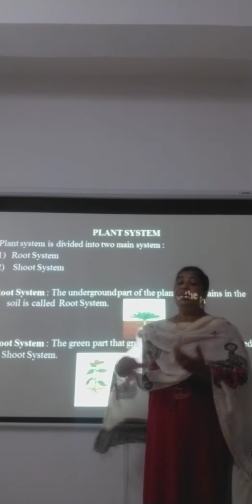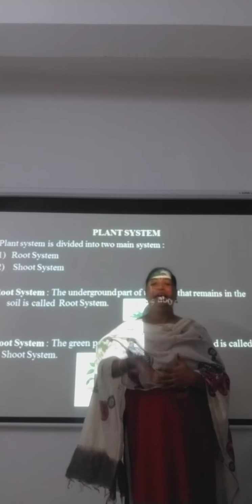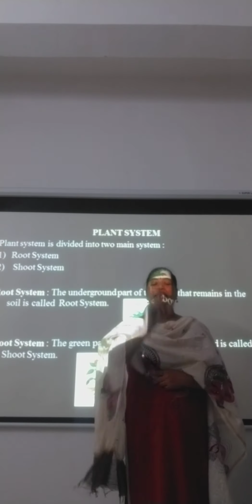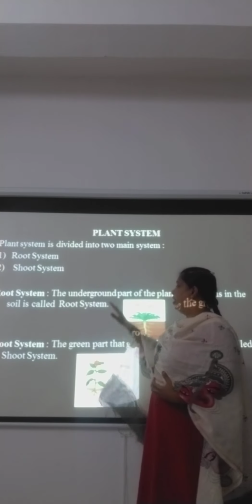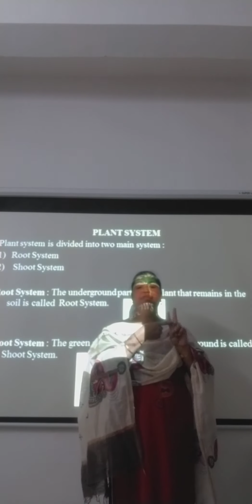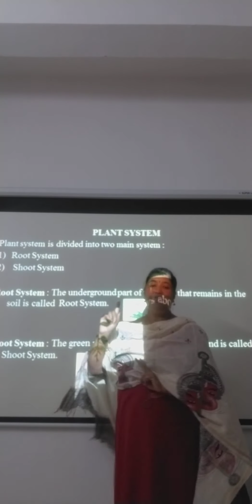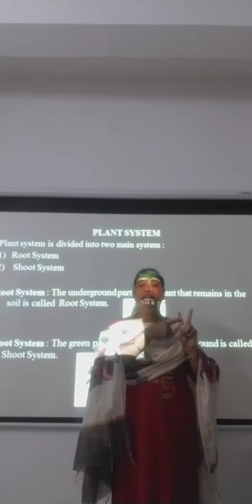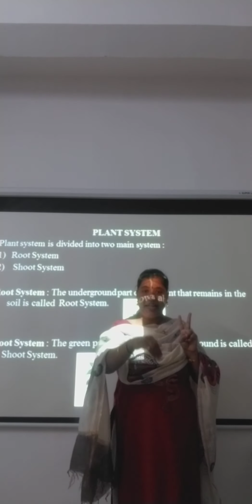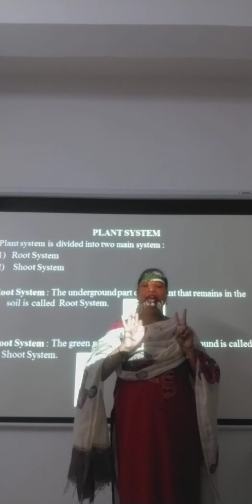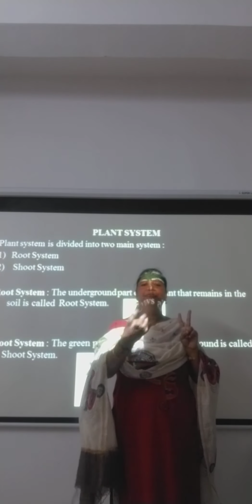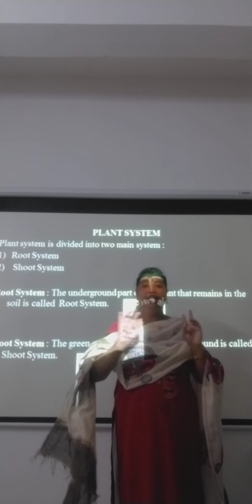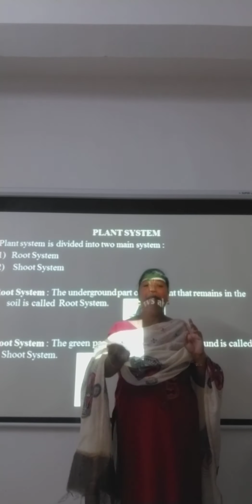Now the shoot system is the green part which we are able to see above the ground: the stem, the branches, the leaves, the flowers, the fruits, all of which are visible to our eyes. That becomes the shoot system. So the root system and shoot system are the two parts of the plant system. The root system is the part of the plant inside the soil which we cannot see, and it consists of different types of roots. The shoot system is the green part present above the ground.